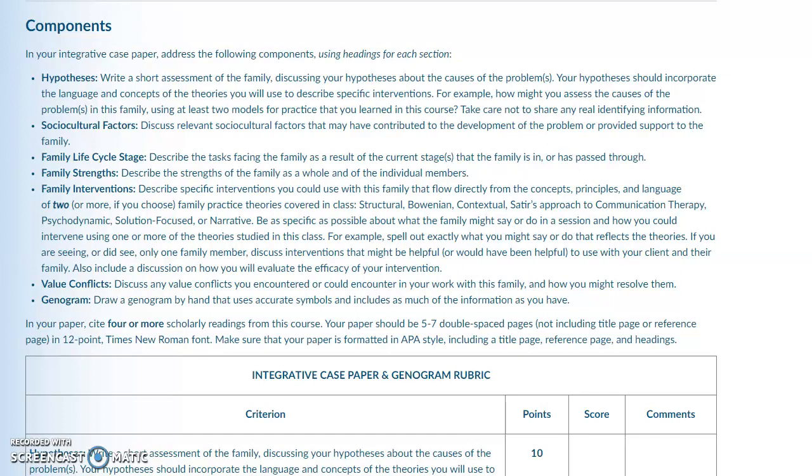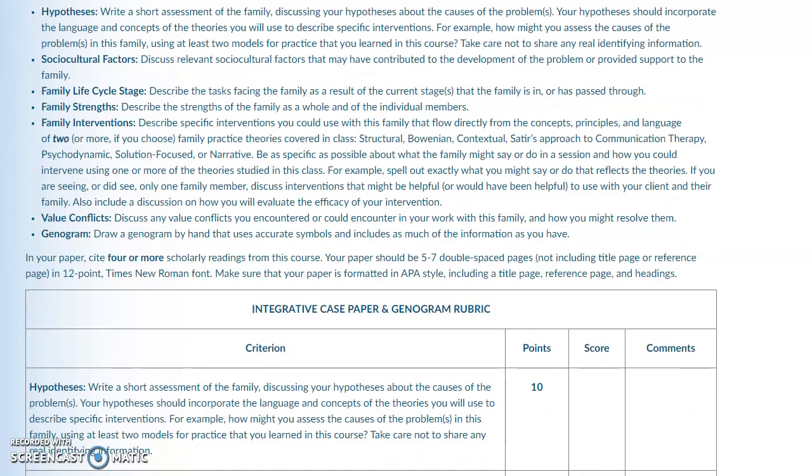So for this paper, there is a requirement for 4 or more scholarly sources, and the paper should be around 5 to 7 pages long. Make sure to use appropriate APA format. The APA manual is a good reference. There is also a good video posted on the MSW student resource Canvas page, as well as the Purdue OWL website is a good resource as well.